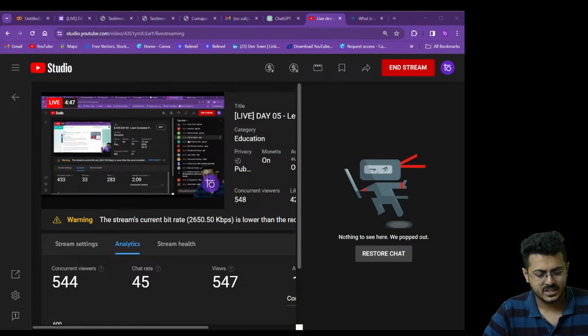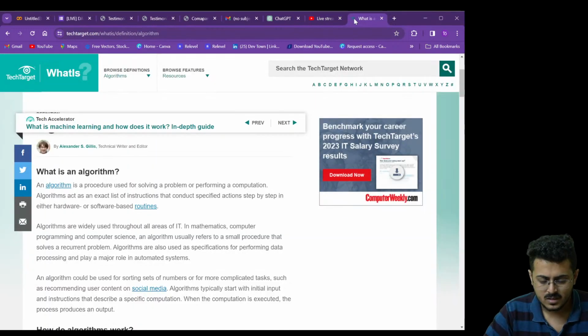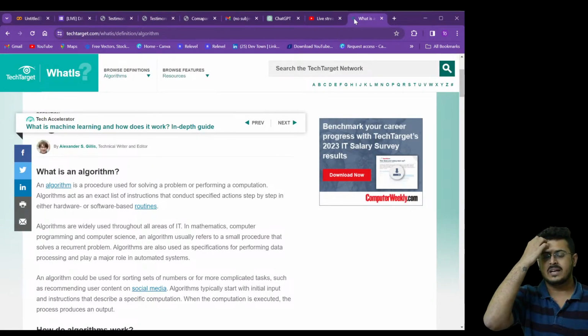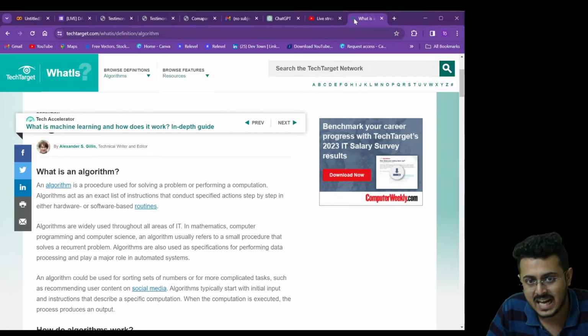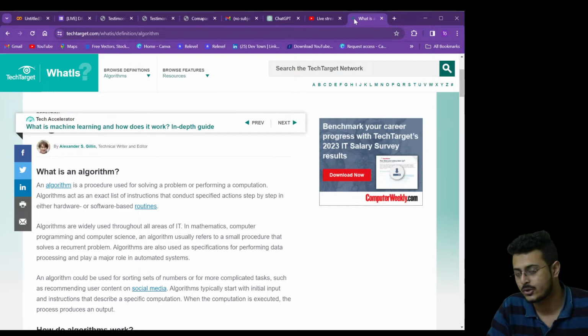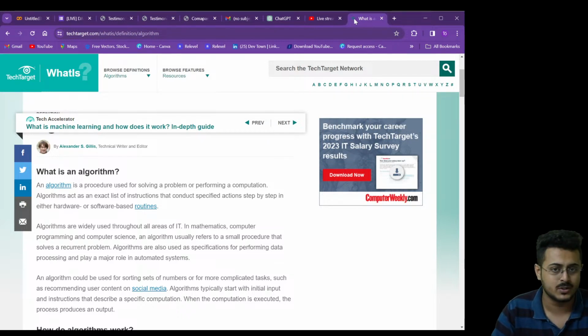Okay, so let's continue from right over there. Now that you guys have learned about algorithms, our aim is to create an algorithm that can play tic-tac-toe against us, that can play cross and zero against us. For this purpose, we have a particular algorithm that we are going to use. The name of this algorithm is the min-max algorithm, guys.